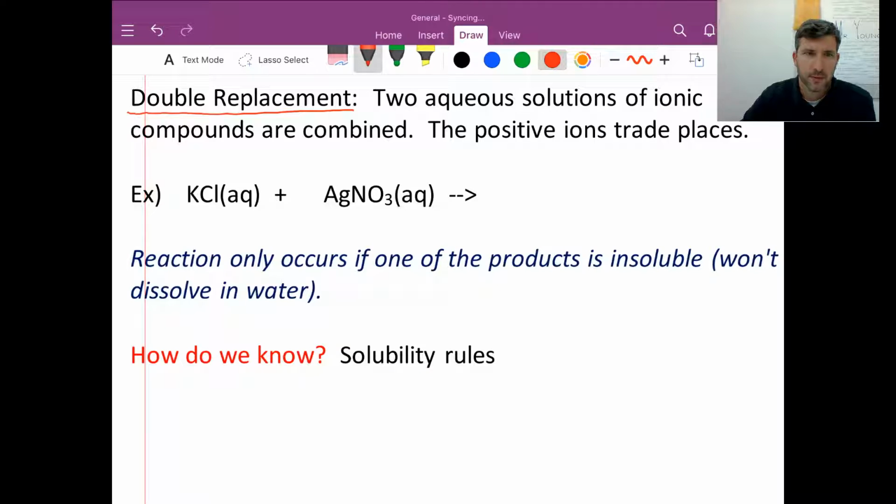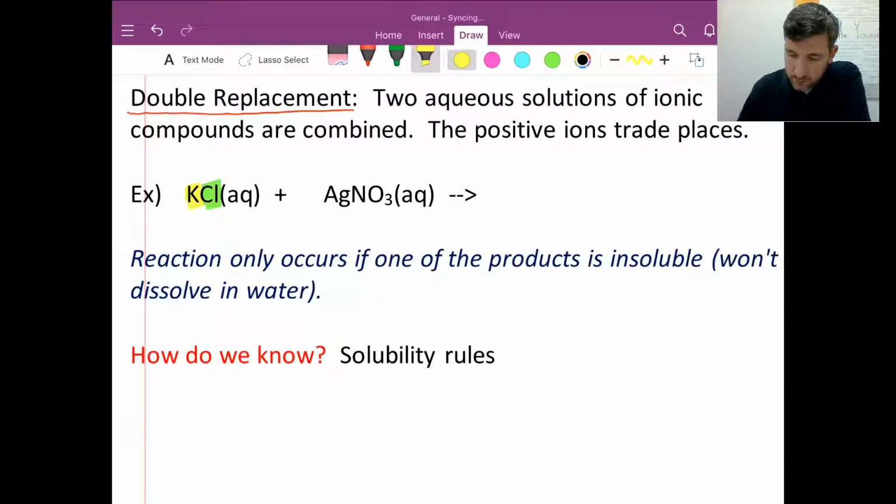Okay, so let's talk about what these notes mean. Double replacement means two aqueous solutions of ionic compounds are combined, and then the positive ions just trade places. So if I look at my example, I've got potassium chloride on the left, and that's aqueous, and so that means I have a positive potassium and a negative chloride, and they're together in an aqueous solution.